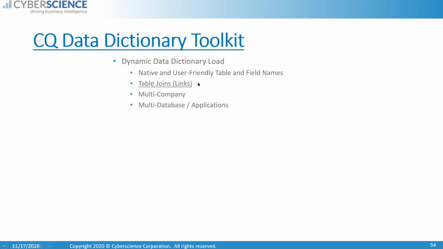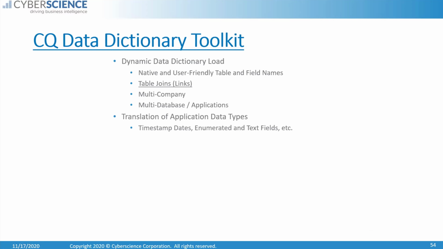Table joins, links. This is extremely important. We put our joins at the dictionary level, not at the report level. You can still put a join in when you're building a report, but if you have a relationship where nine out of ten times this table should be connected to this table in this way, we put it at the dictionary level so the end user doesn't have to know to do that. It's already done at the dictionary. Multi-company, especially things like Infor LN, we can connect to those multiple companies and databases and applications as well.